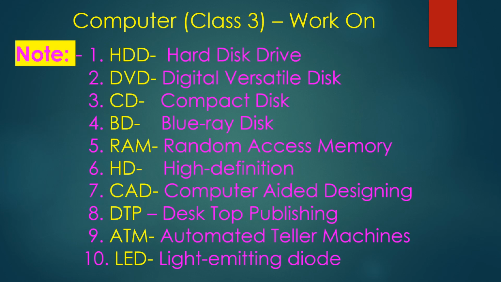Today we are introducing the full forms of some shortcuts. HDD means hard disk drive. DVD digital versatile disk. CD compact disk. BD Blu-ray disk. RAM random access memory. HD high definition. CAD computer aided designing. DTP desktop publishing. ATM automated teller machine. LED light emitting diode.